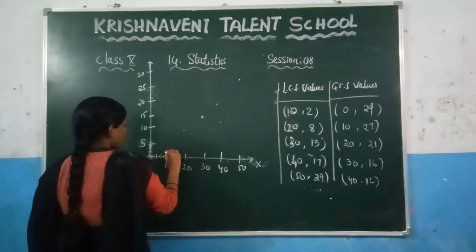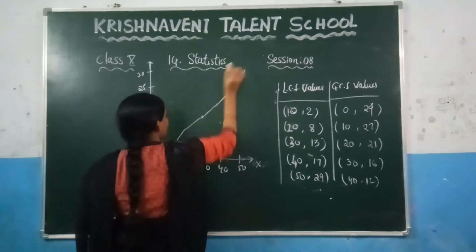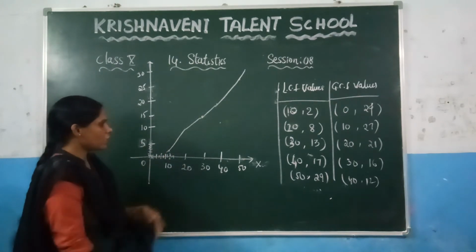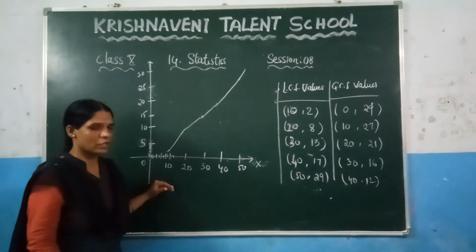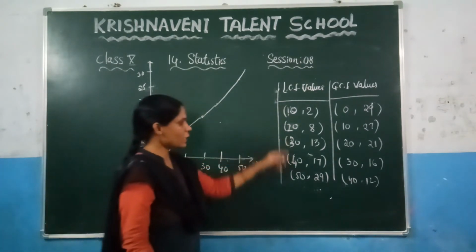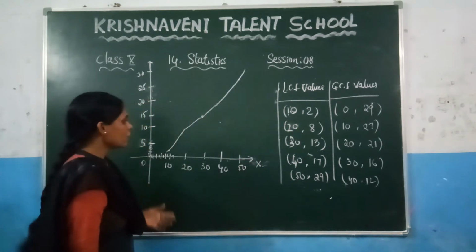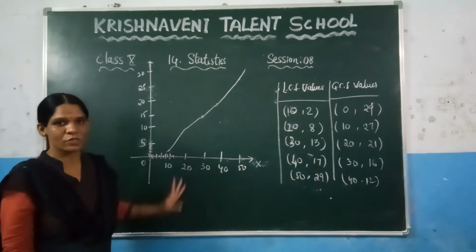Now you need to join each point if you want to draw the less cumulative frequency value. So this is nothing but the less cumulative frequency curve. If you want to draw the less cumulative frequency curve, you need to take upper limits on the x-axis and the less cumulative frequencies on the y-axis. And in the exam, suppose they will ask to find the median without calculating by using the formula.